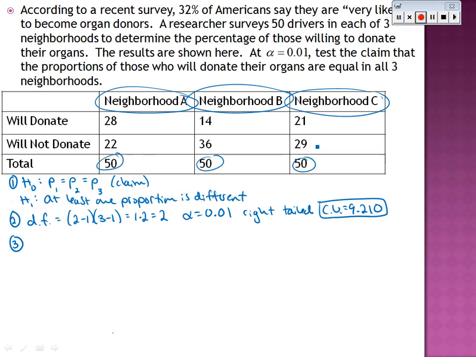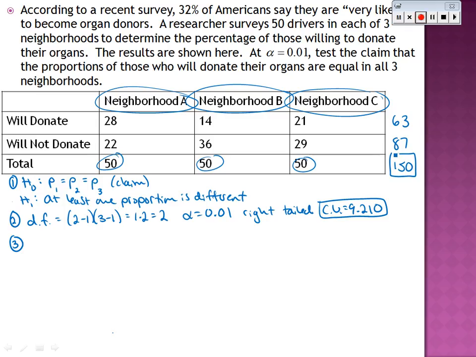So you have to add up the total for each row. This total is 63. We have 87. And the grand total should be 150, because it says in the question they're going to survey 50 drivers from each of the 3 neighborhoods. So your total should be 150.